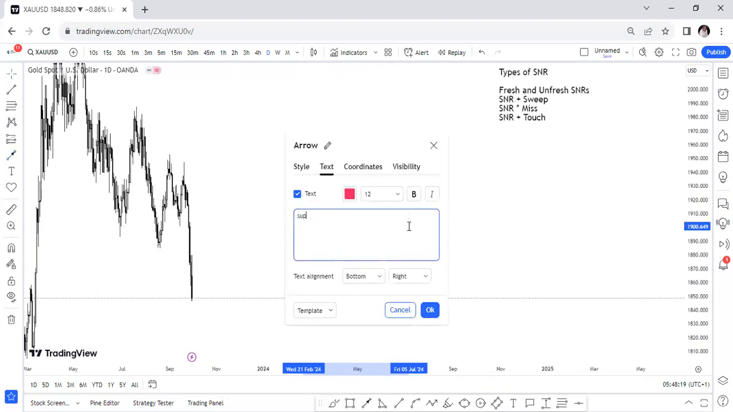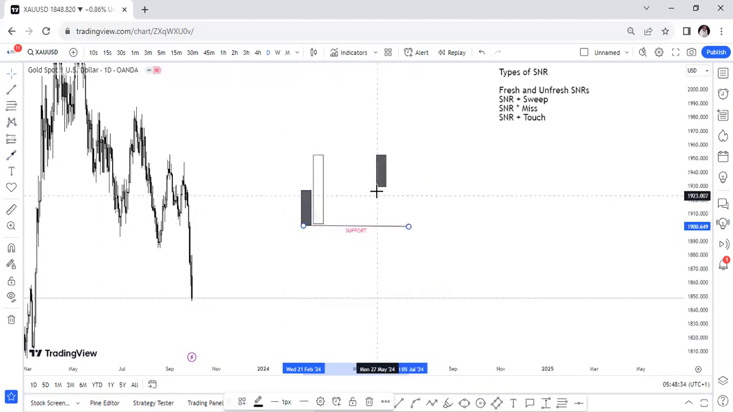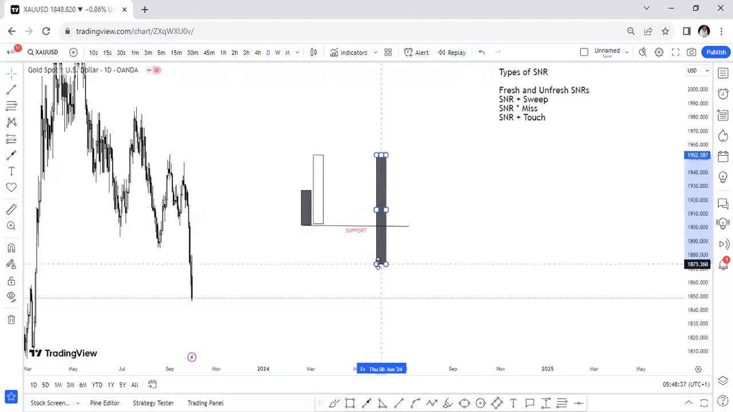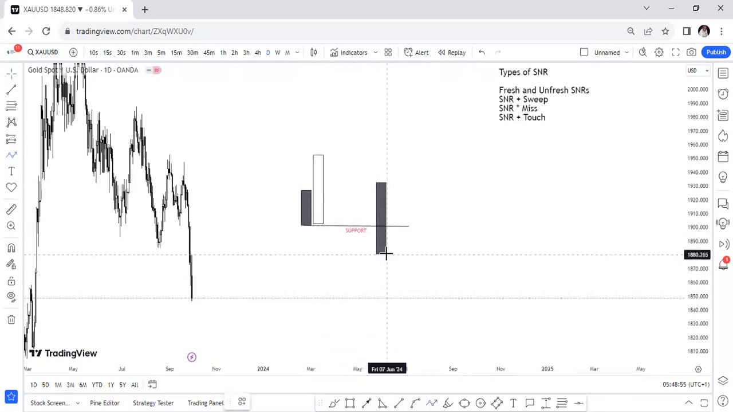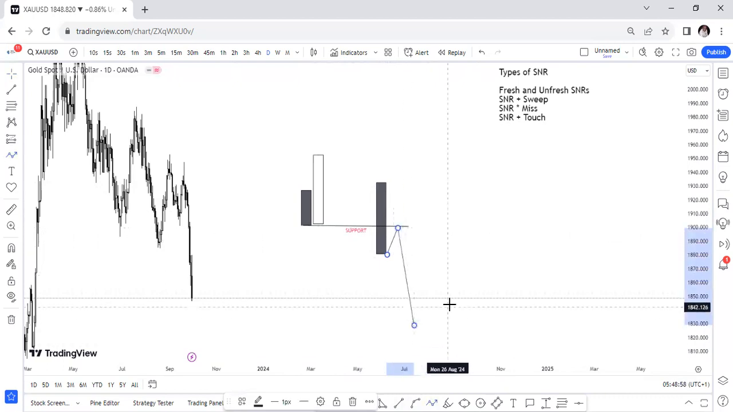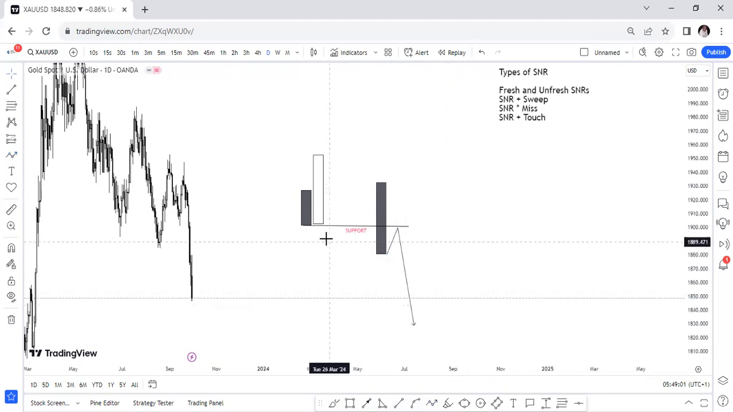Support. So if we have a breakout like this with a body, where the candlestick breaks through it with a body, not a wick, it is still considered fresh, right? Because it has turned to resistance here. Price will come back to it. Price will tap back into it and come down. So this is a fresh level.